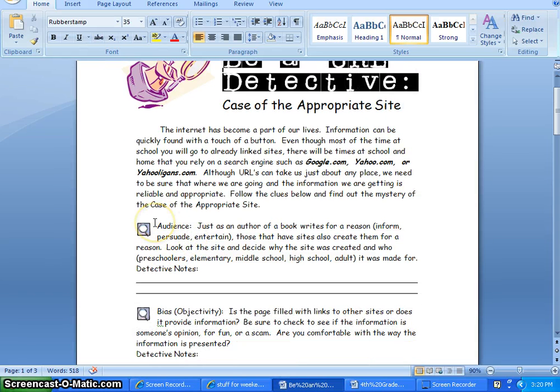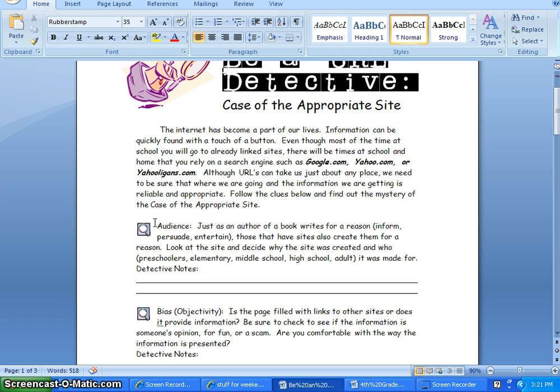It is very important to determine the reason for the website. Was it to inform, persuade, or entertain? It is also important to determine at what age level it would be appropriate for somebody to read that. If it's a preschool website and you are a fourth grader, you may need to look at a different site. If you're a fourth grader and you think that it's middle school, but you are still able to understand that information, you most definitely could put it as something that is appropriate for you.